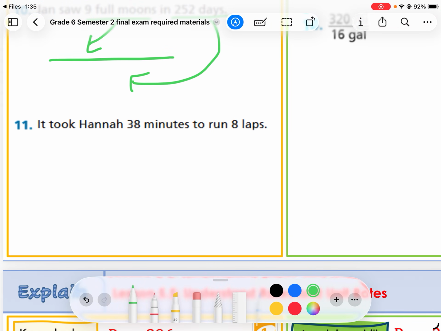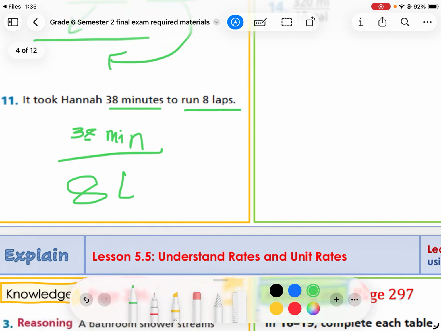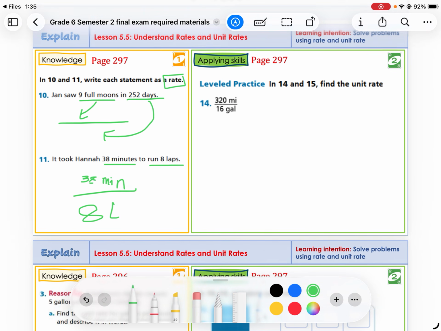It took Hannah 38 minutes to run 8 laps. So 38 minutes over 8 laps. That's it. You write the full word, of course. So again, when they tell you to write the rate as a statement, you'll have to put the number with the unit, and write it as a fraction.